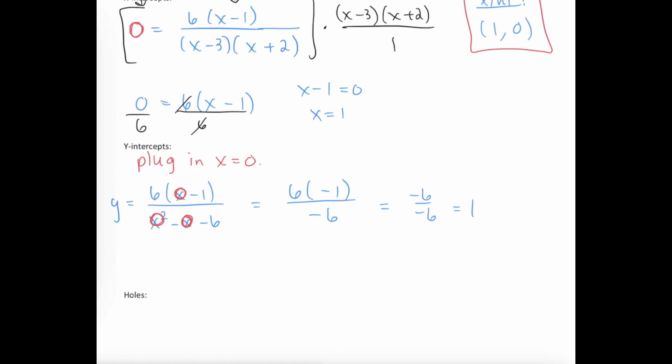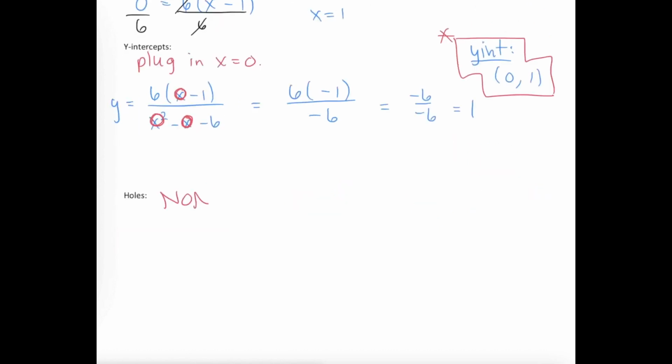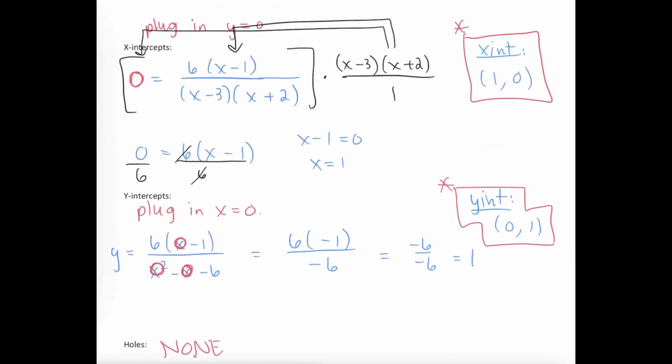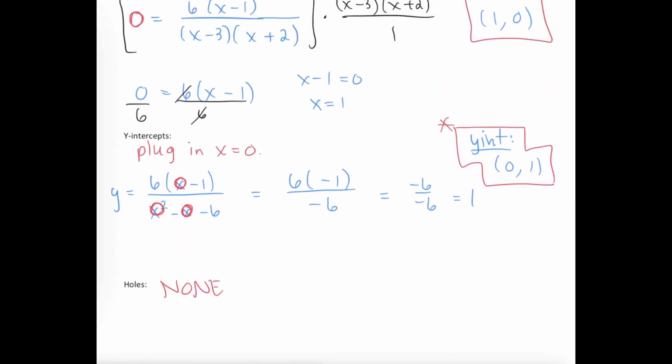So let's formalize our answer here to say that the y-intercept turned out to be: when x is equal to 0, we got y is equal to 1. Because we didn't get any cancellation, there were no factors that canceled in the top and the bottom, that means that we're not going to have any holes in this graph.